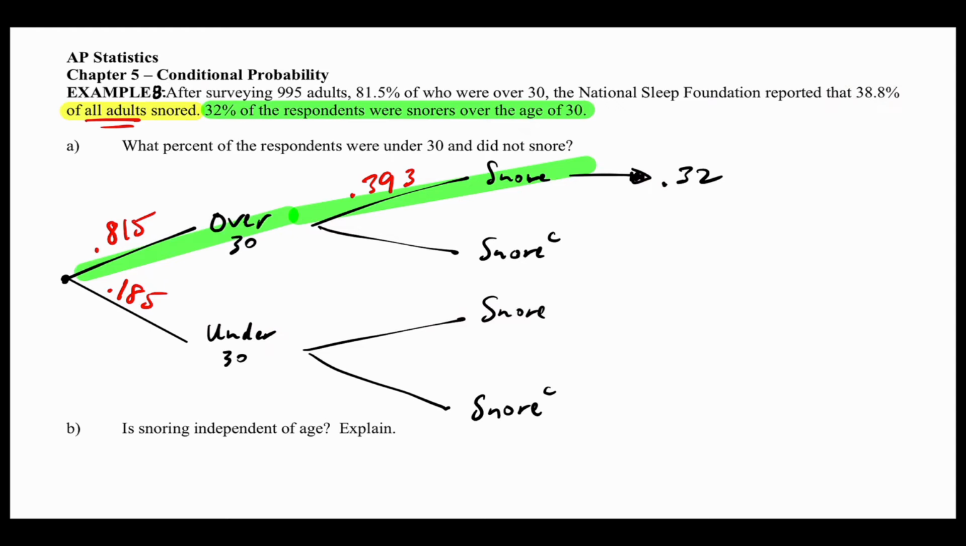All right, so I got that. Now I can figure out this one here, because if you're over 30, you're either a snorer or you're not a snorer. You can't be both. You either do snore or you don't snore. So these two together have to equal one whole. So I subtract from one whole and I get 0.607.